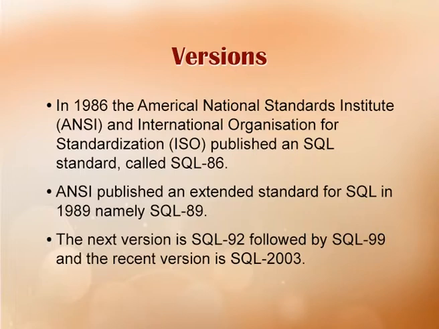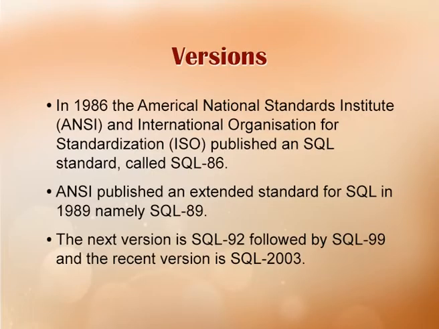There are various versions. In the 1970s it was the first version, and in 1986 ANSI, the American National Standards Institute, and ISO published an SQL standard called SQL-86. Whatever versions come into the market end with the year, like SQL-86. The next version came in 1989, called SQL-89, followed by standard versions in 1992 and 1999, and right now most products contain the SQL 2003 version.